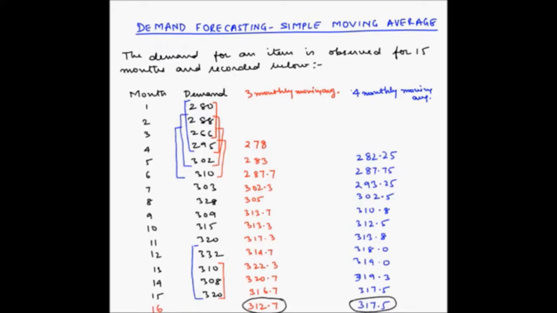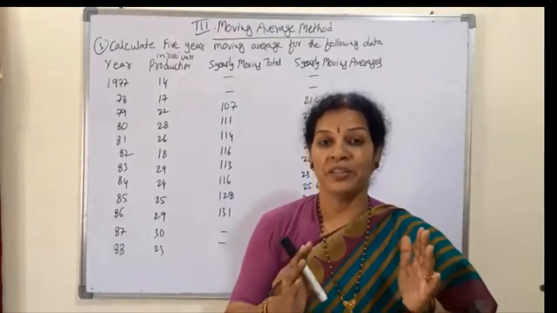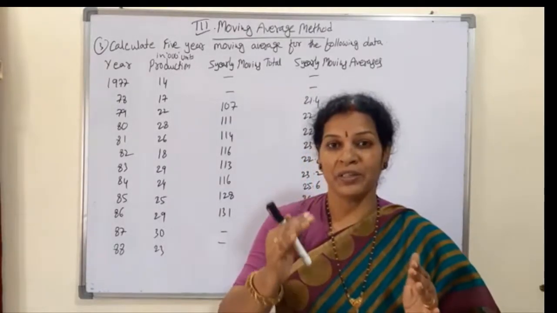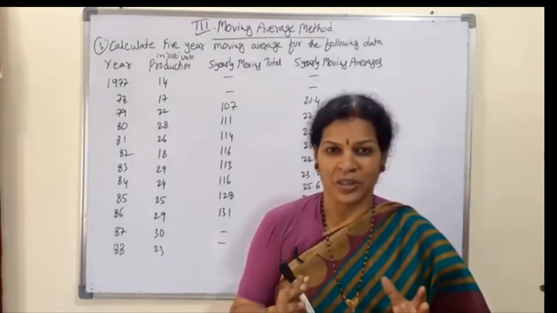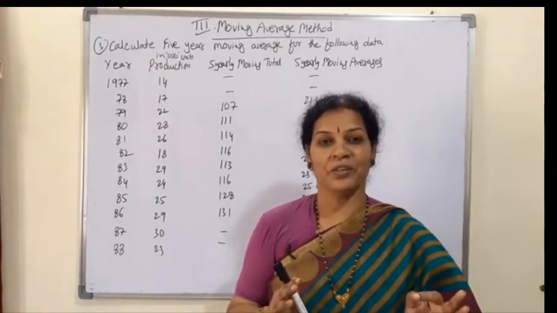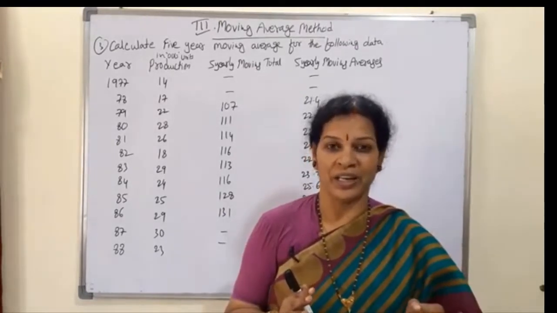So this is how you can find out the simple moving average using 3 monthly and 4 monthly moving averages. Moving average means for every year we'll be taking averages by moving year by year. So confused? Nothing to worry. We'll enter into the problem so that you'll have more clarity.